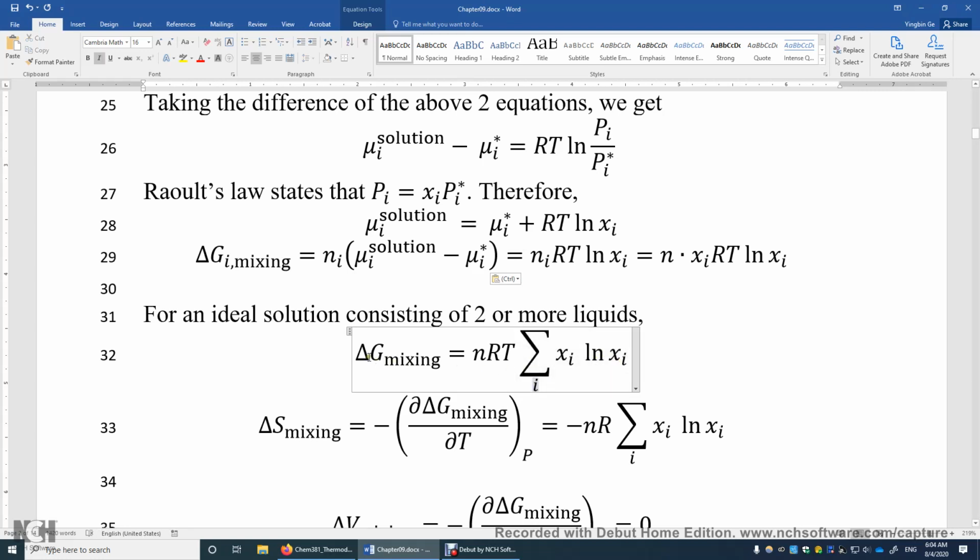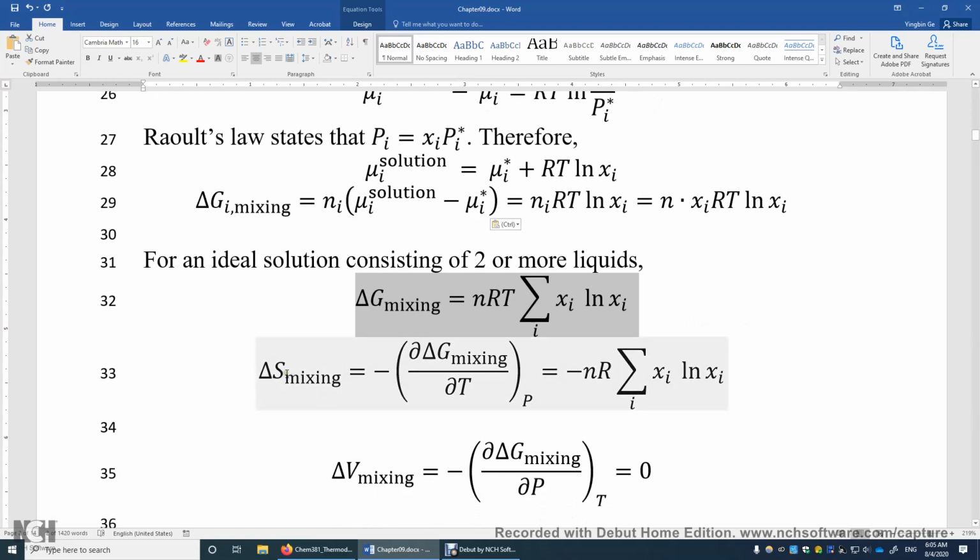Again, this equation can be used for the mixing of ideal gases, and also here, it can be used for ideal solutions. And then we can easily compute the entropy change. It's simply delta. Oh, well, this is lowercase delta. This is the uppercase delta G mixing.